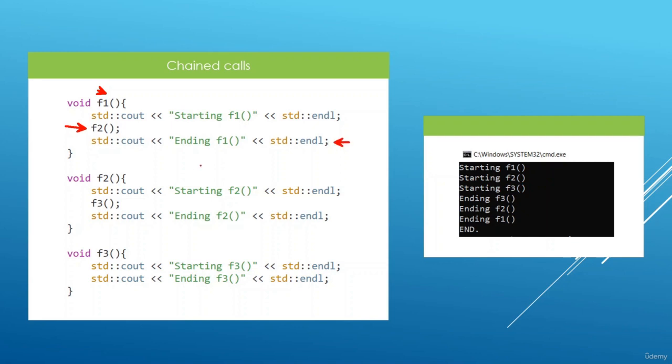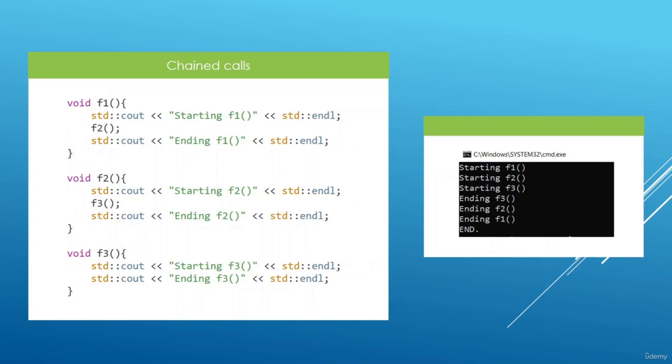its ending message here. When we hit F2, we're going to put a starting message and an end message. And in the middle, we're going to call F3. F3 is going to print its own starting message and it is going to put out its ending message. This is the kind of setup we're going to put in place here.